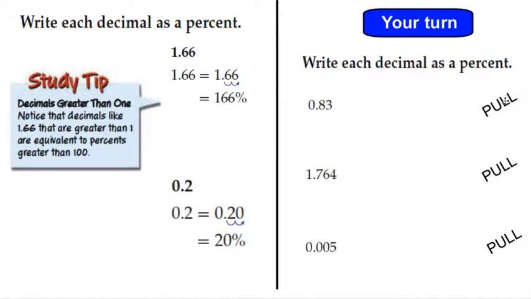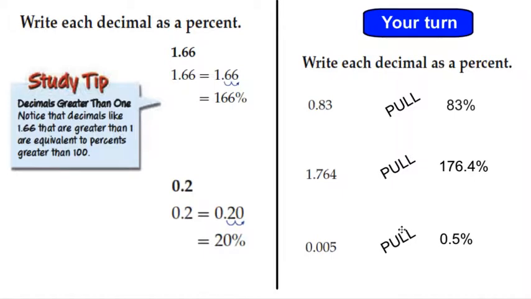Alrighty, 0.83 gives us 83%. 1.764 is 176.4%. 0.005 is 0.5%.